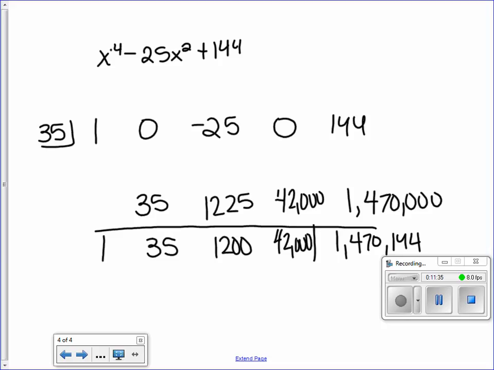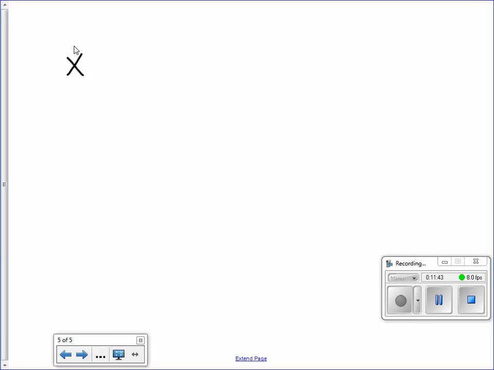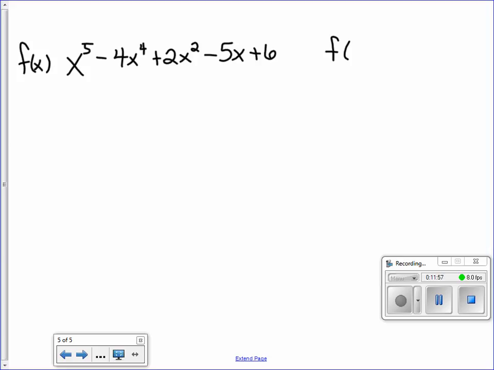Okay, so you're like, well, that's just as fast to put into your calculator. So sometimes it's not as fast. You have x to the fifth, and you want to know what happens at f of 2. It's going to take you longer to get this into your calculator the right way than it is to just put 2 in and work it out.